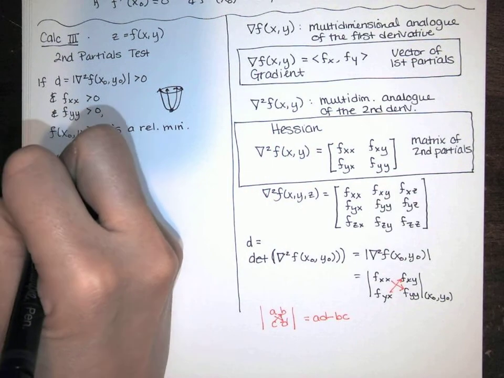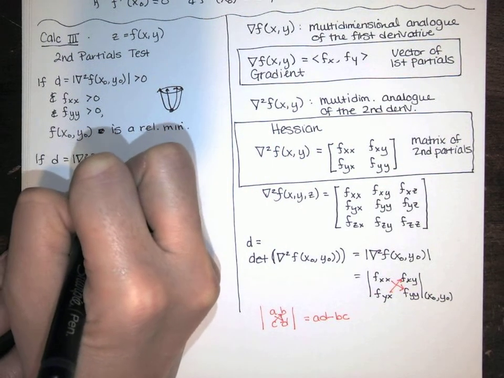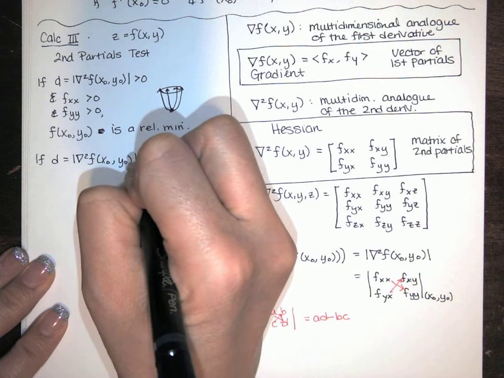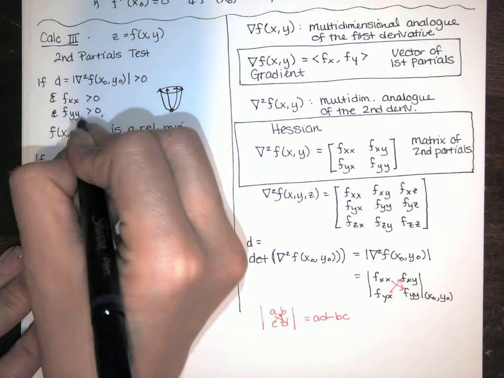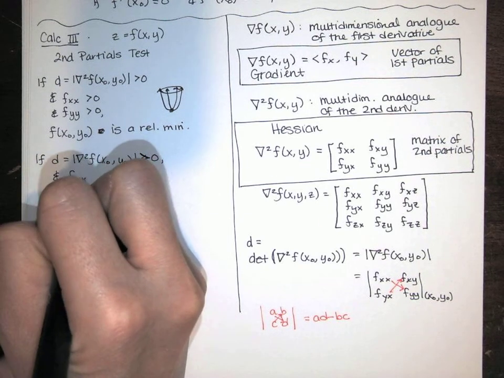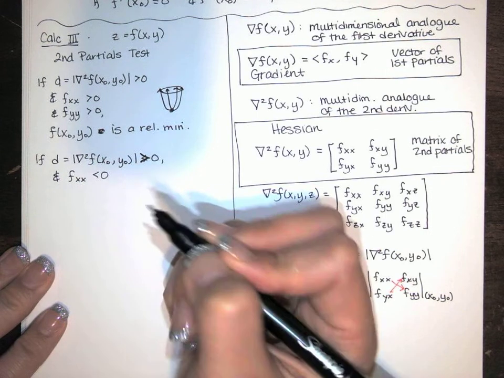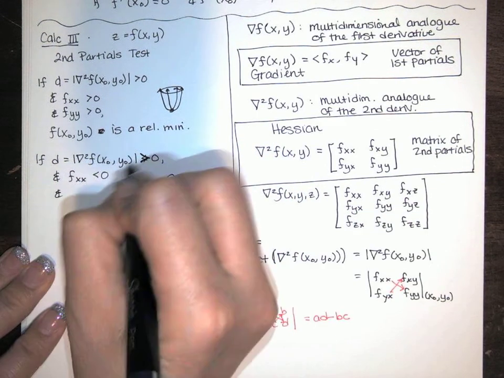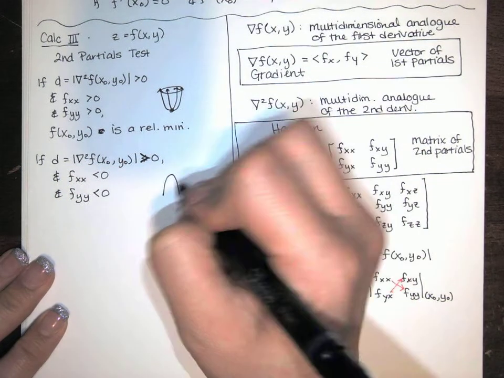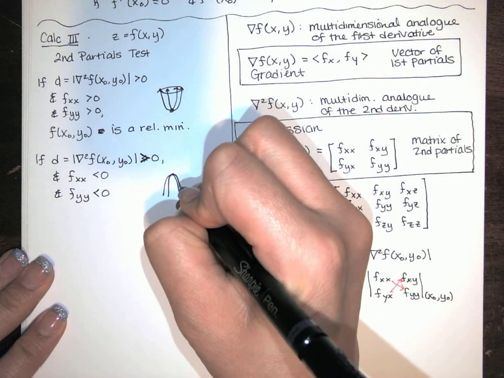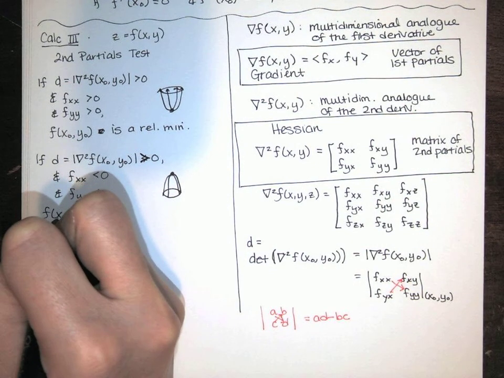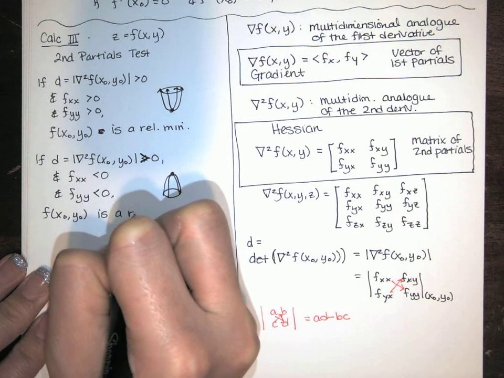Now if D, the determinant of the Hessian at that point, is positive again, which means the second partials with respect to x and y have the same sign. And the second partial with respect to x is negative. So it's concave down in the x direction. And because D is positive, it's also concave down in the y direction. Those guys have the same sign. It's concave down in the x direction, concave down in the y direction. At the top, you can have a relative max. So f of x naught y naught in that case is a relative maximum.